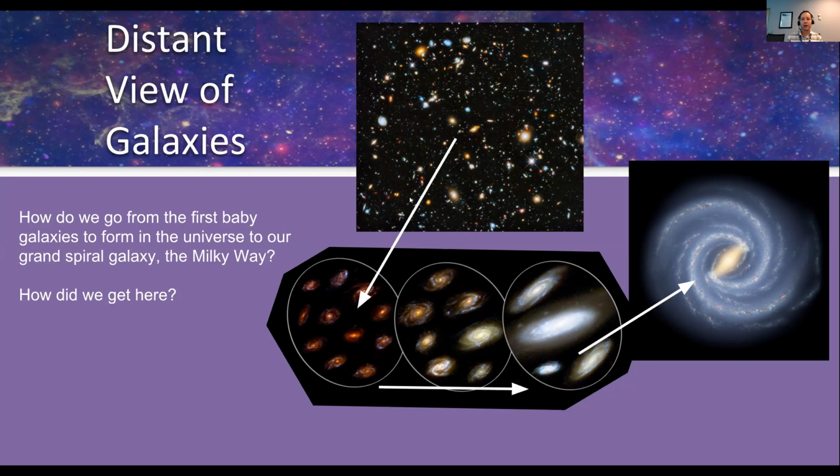And to understand how we got here to live in this beautiful spiral galaxy, the Milky Way, we need to understand how galaxies themselves came to be and how they have changed with time. And so let me go to the next slide here. There we go. All right.